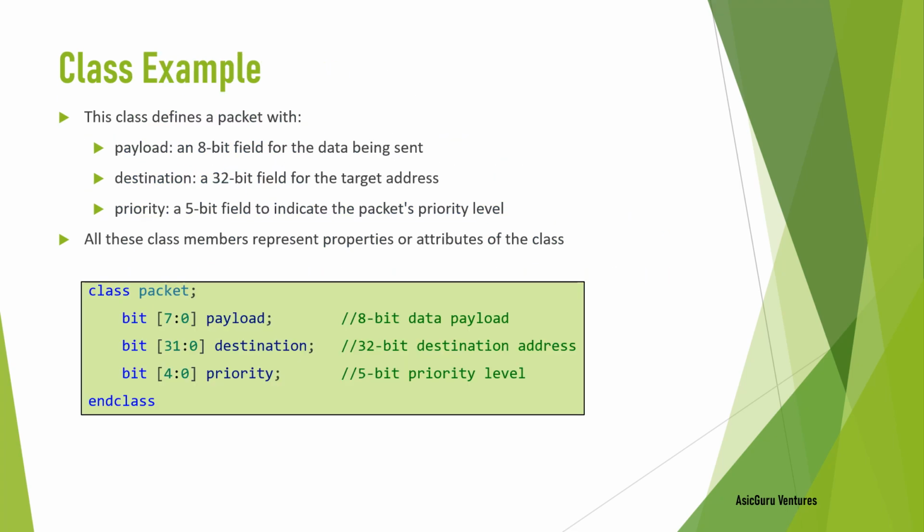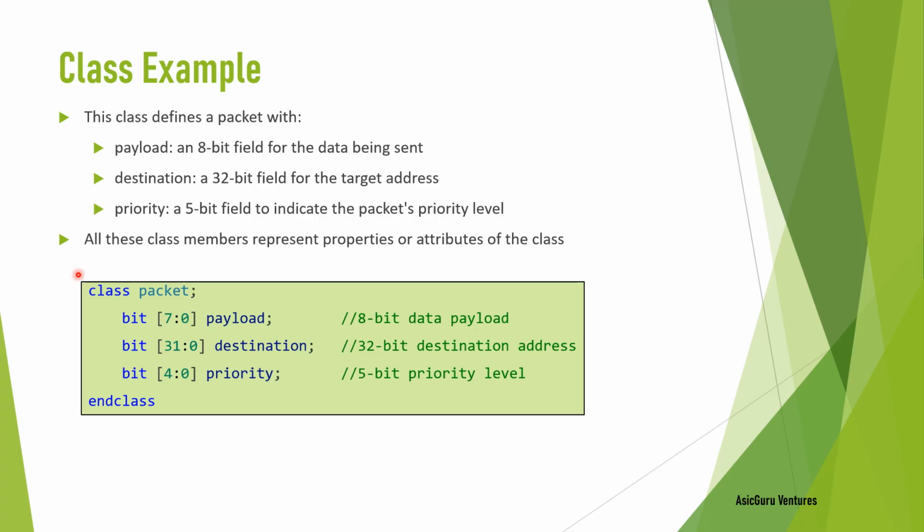So this is a basic example of a class in System Verilog. The class is named packet and it defines three properties: payload, destination, and priority. Payload is an 8-bit field and it represents the actual data being sent. Destination is a 32-bit address which specifies where the data is going. Priority is a 5-bit field which indicates the priority level of the packet. So all these three are the class properties, and every object created from this class will have its own copy of all these three properties.